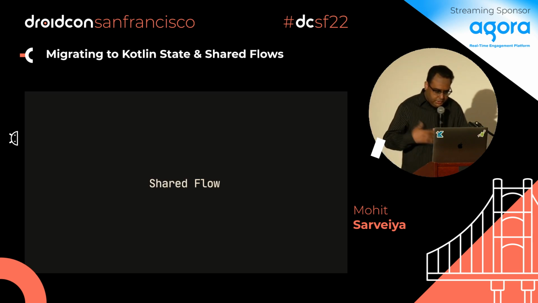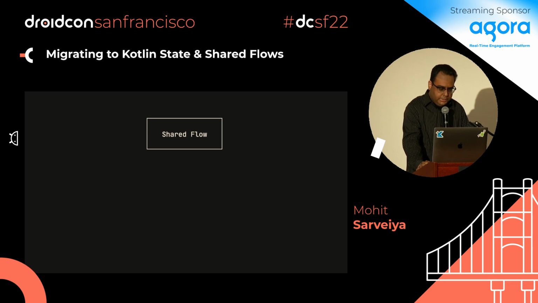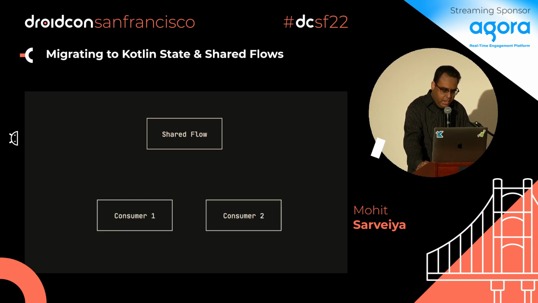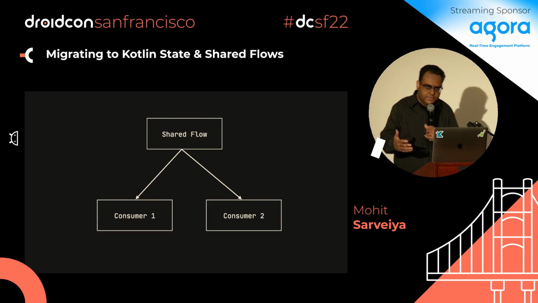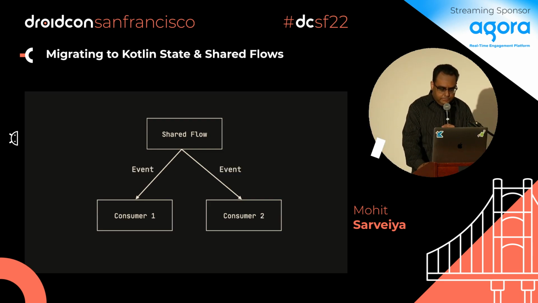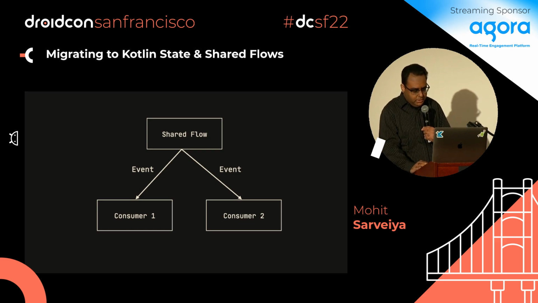Similar to a state flow, a shared flow is a way to send out events to multiple consumers. And these consumers could be coming in, subscribing at any time, and I could push events to them. But what I could also do with a shared flow is the ability to replay events.